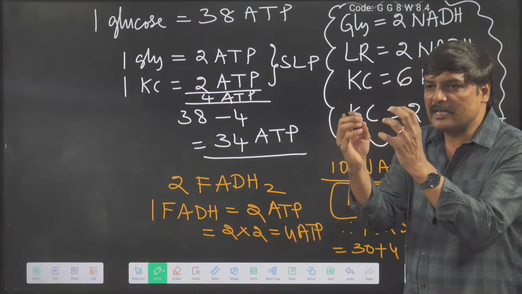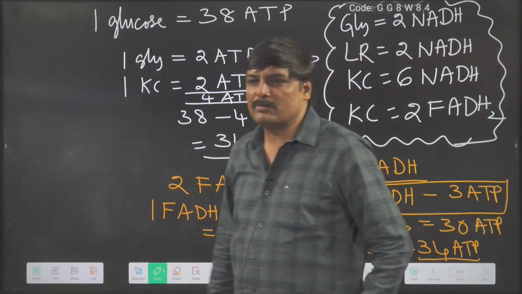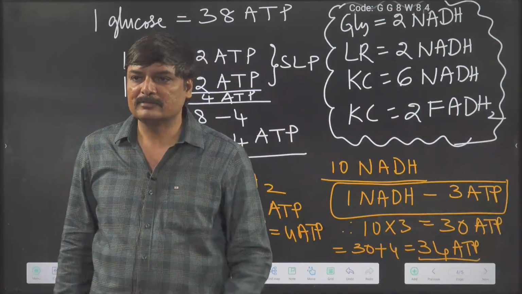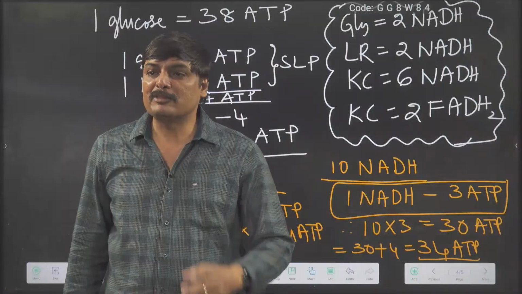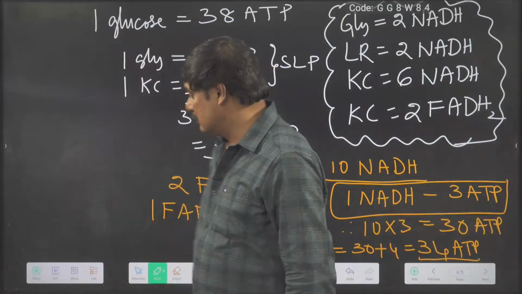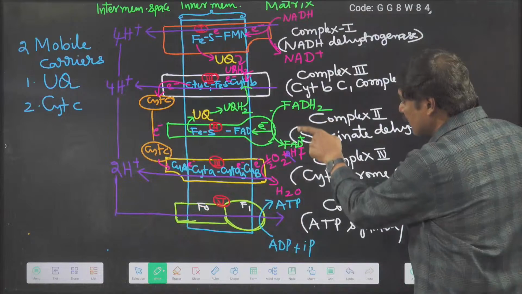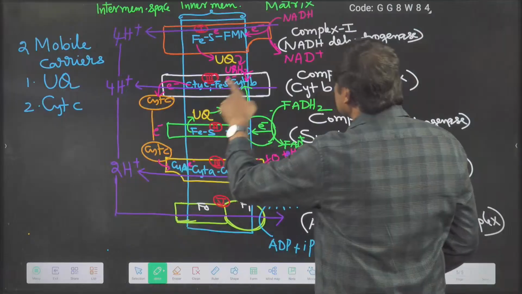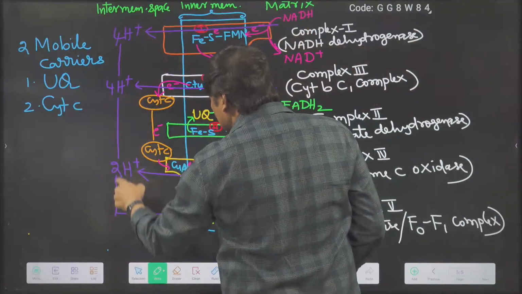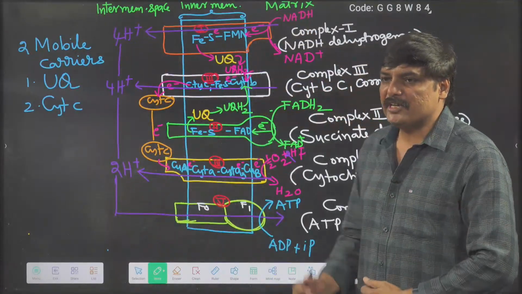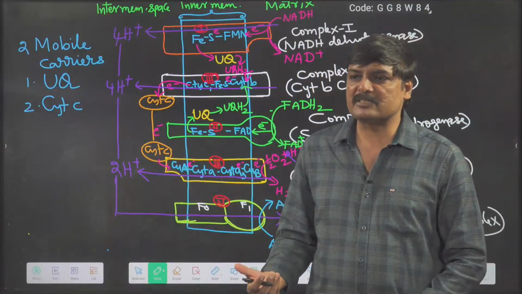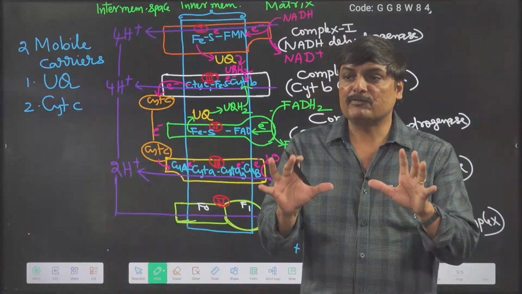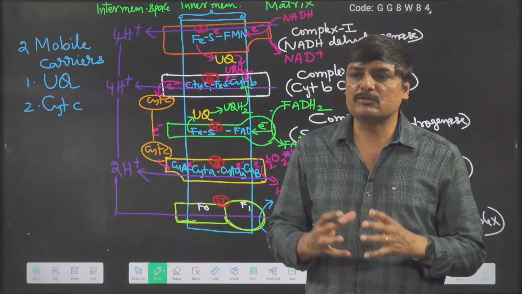Which is more productive, as far as energy is concerned? NADH. 1 NADH, 3 ATP. 1 FADH2, 2 ATP. Why the lower number of ATP? Because when FADH2 is oxidized, only 6 protons; when NADH is oxidized, 10 protons. Therefore, the efficiency of NADH is more as far as ATP is concerned than FADH2. So thus finally 34 ATP are formed through oxidative phosphorylation.